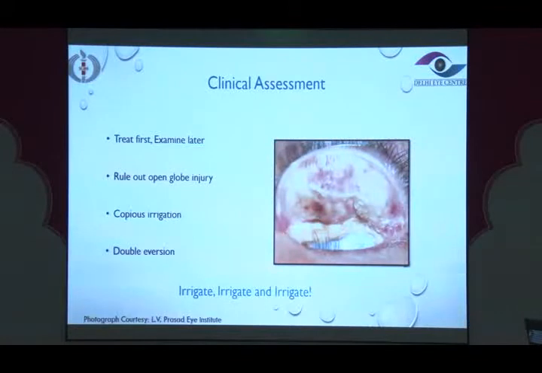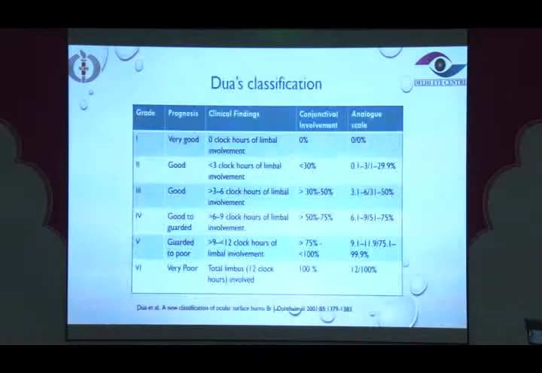And while we are carrying out this irrigation, we should doubly evert the upper lid and make sure that there is no retained particulate matter present. So at least 2 to 3 liters of water for about 20 to 30 minutes of irrigation. After we have done this, we take the patient back to the slit lamp and then stain with fluorescein.